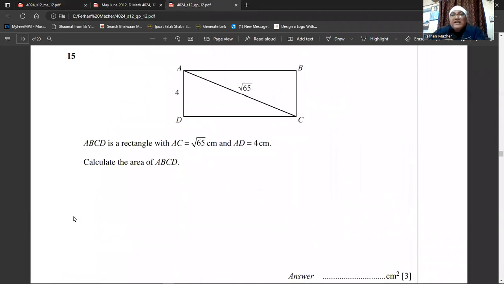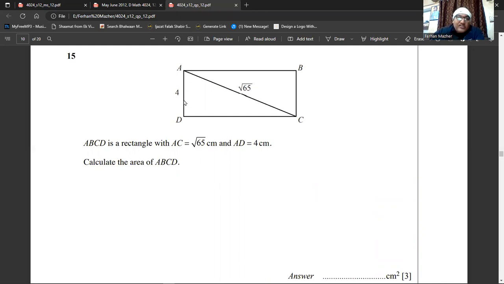Question number 15, and it's a 3 marks question. Here we have a rectangle whose one side is 4 and the diagonal is under root 65. ABCD is a rectangle with AC, which is the diagonal, square root of 65, and AD is 4 centimeters. Calculate the area of ABCD.